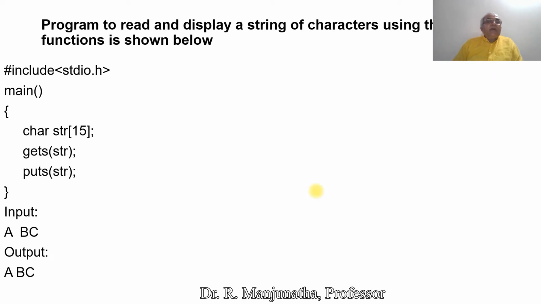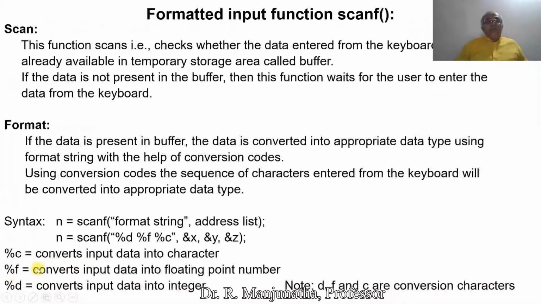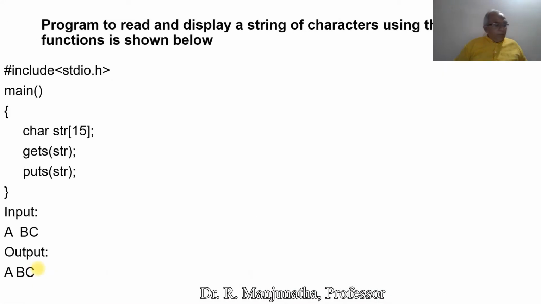Now we are going to take up a very simple example: a program to read and display a string of characters using these functions, as shown below. Include stdio.h, main. We assign a char variable with a string of 15 spaces. We use gets with str as the variable name, then puts with str as the variable name. Then we give an input with a space character, such as a b c, and the output will also have the same spaces. So this is how it gets executed.